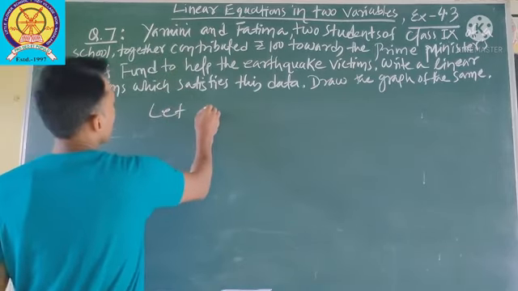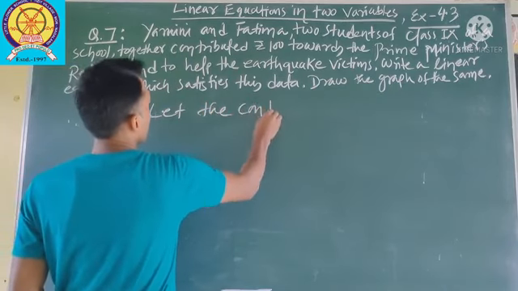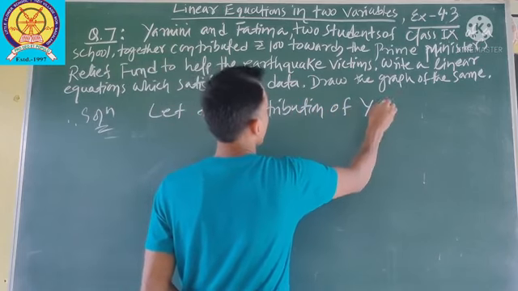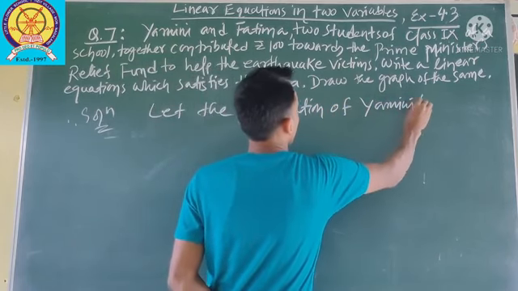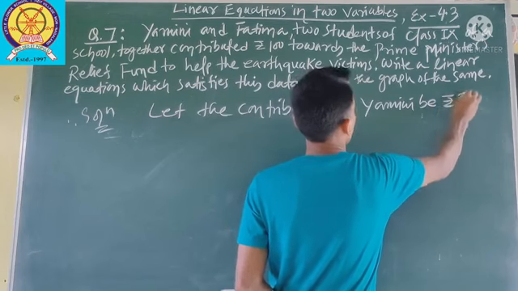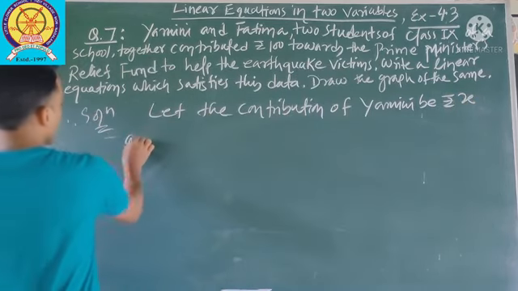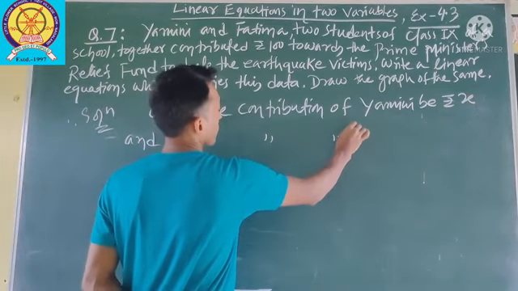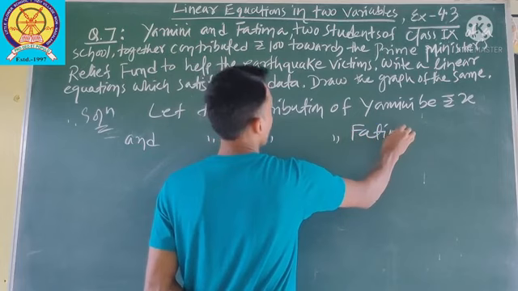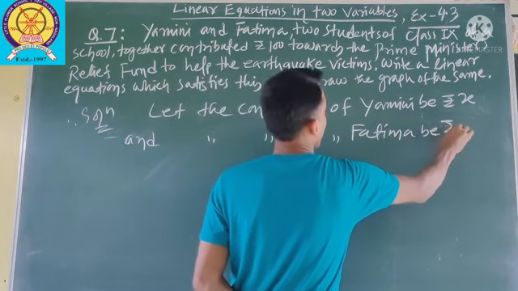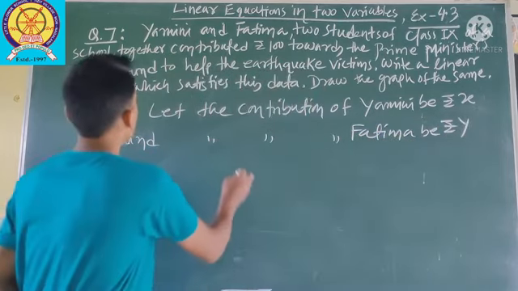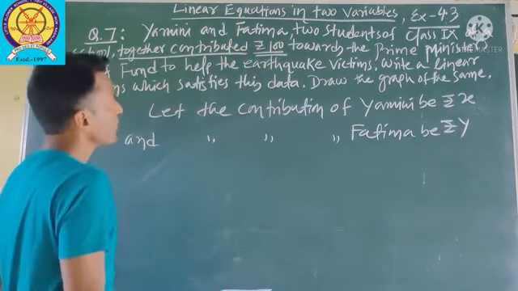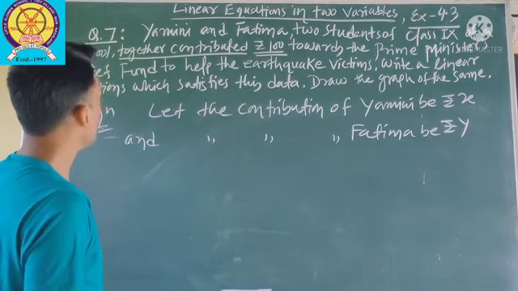Let the contribution of Yamini be rupees x and the contribution of Fatima be rupees y. You see, together the contribution is how much? 100 rupees towards the Prime Minister Relief Fund.